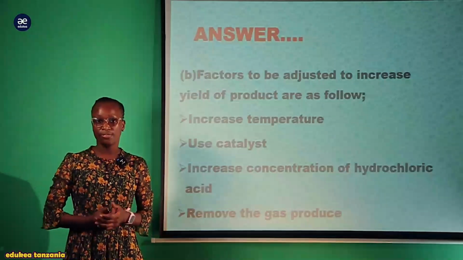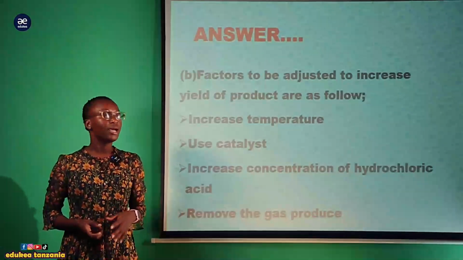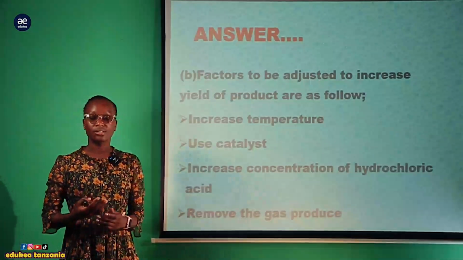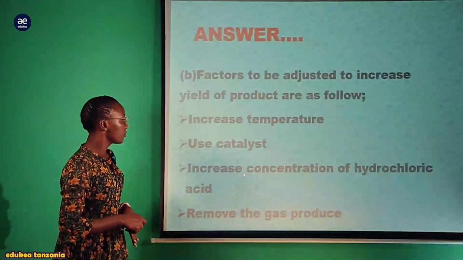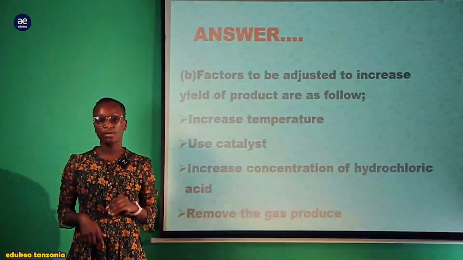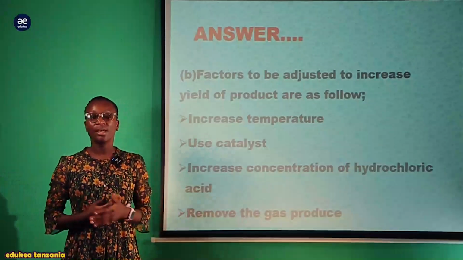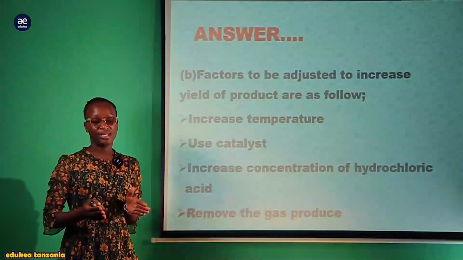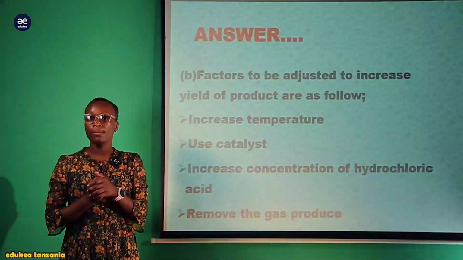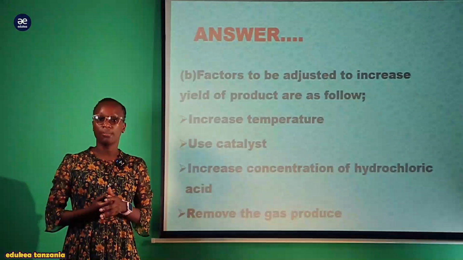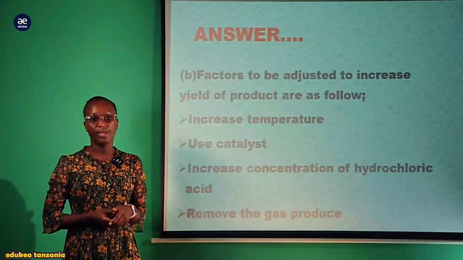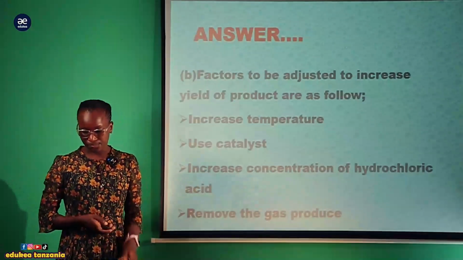These are some of them, lakini factors zipo nyingi, lakini the main one is increase in temperature, but also the use of catalyst as well as the increase in concentration of hydrochloric acid. Hizo ndo main factors ambazo zina adjusted kwenye ile mechanism au kwenye hiyo experiment for the aim of improving the yield of the hydrogen gas.